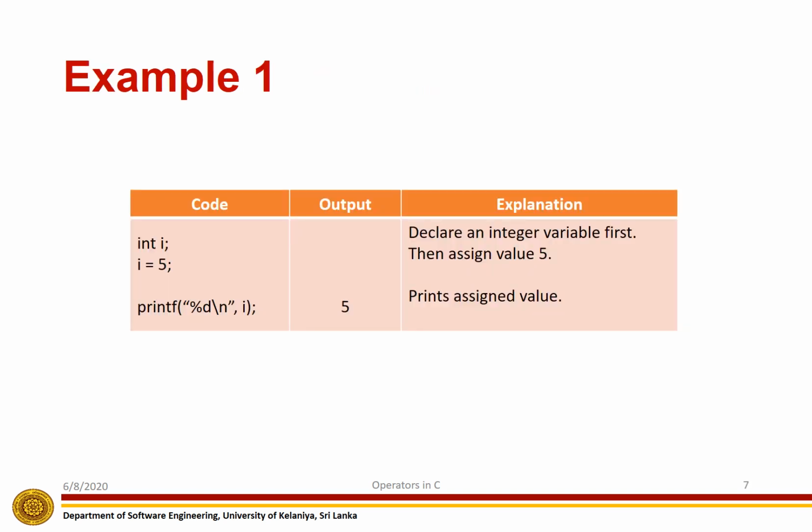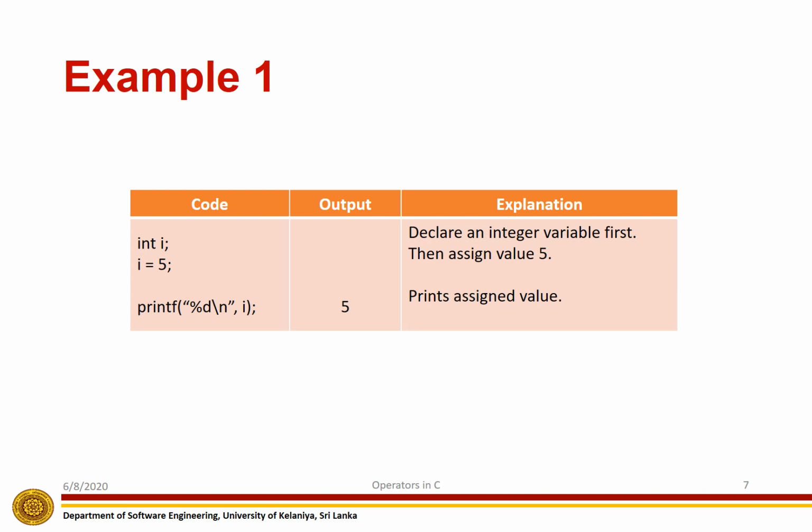Now we will see an example. Think you want to print 5 on your screen using C language. So first you have to declare a variable. So in here I have declared a variable i using the int data type. Then the initialization, i equals 5. Now we want to print 5.